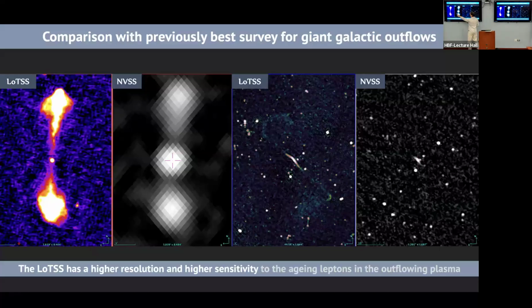Here's the comparison that shows that the LOFAR 2-meter sky survey gives us both a higher angular resolution to better interpret what is a jet system and what is not one, but it also gives us a higher sensitivity. So in LoTSS, you actually see those lobes, those plumes, whereas in previous surveys, you couldn't see those.